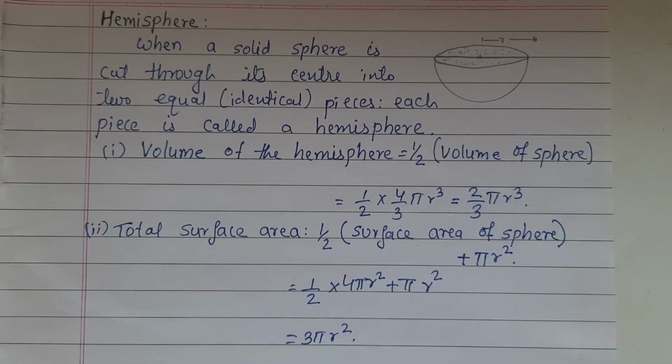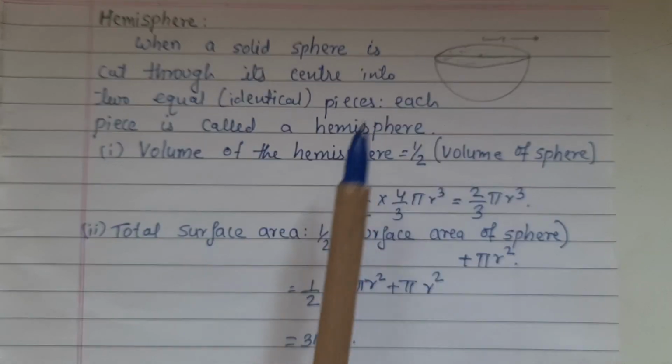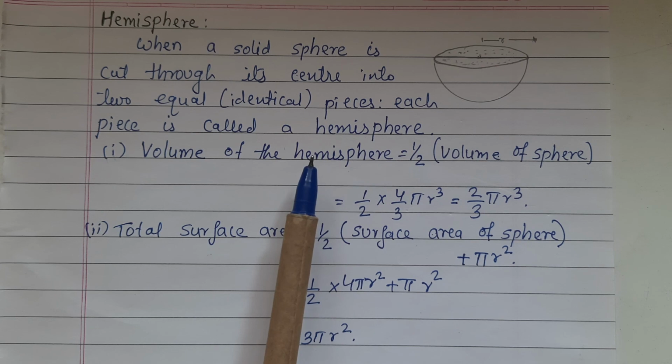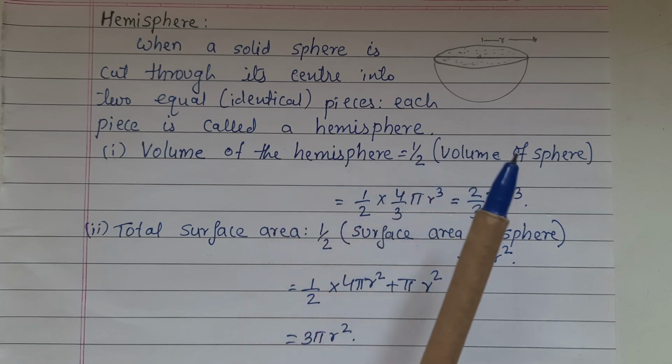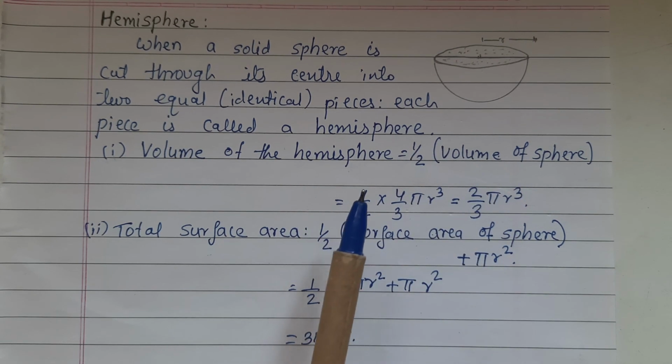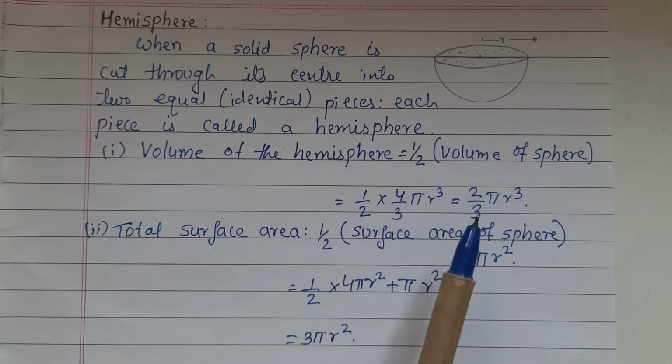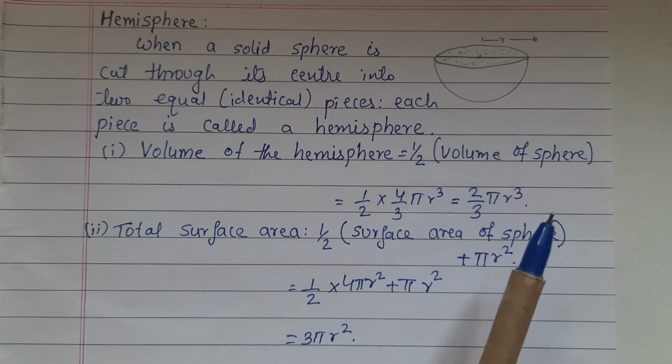Hemisphere. When a solid sphere is cut through its center into two equal identical pieces, each piece is called hemisphere. Volume of hemisphere is equal to half volume of sphere, which is equal to half into 4 upon 3 pi r cube, equal to 2 upon 3 pi r cube.